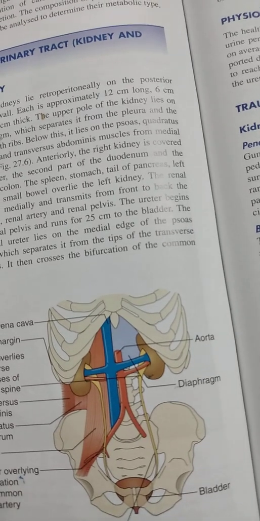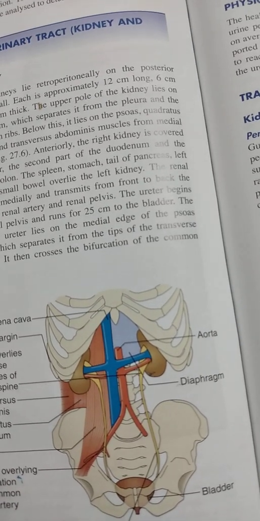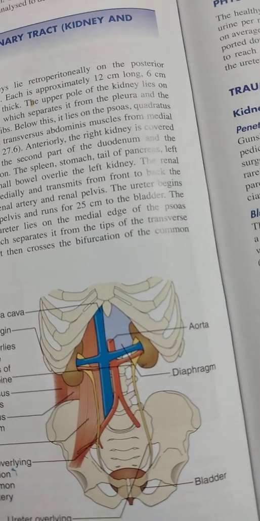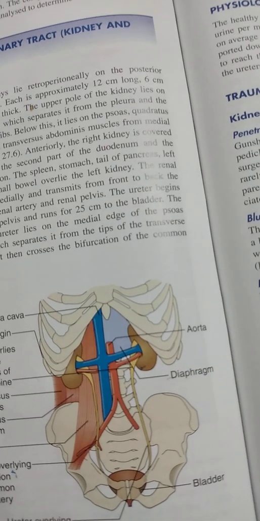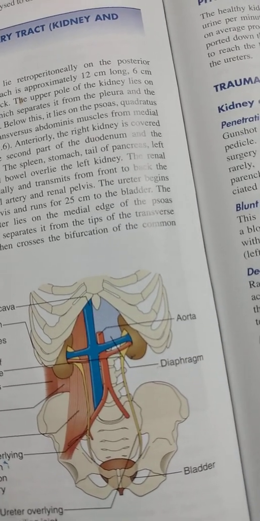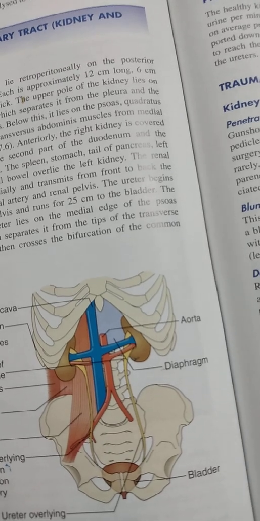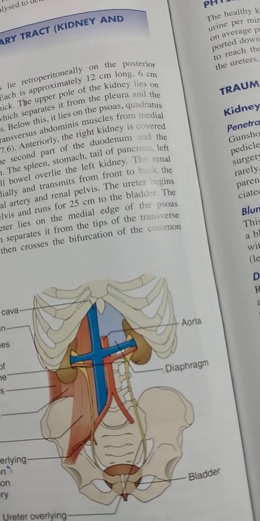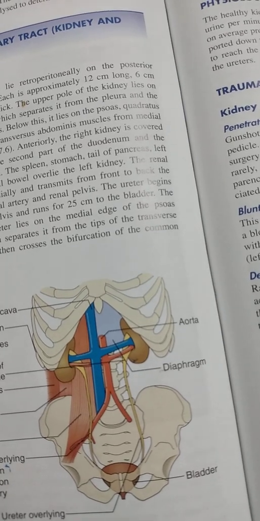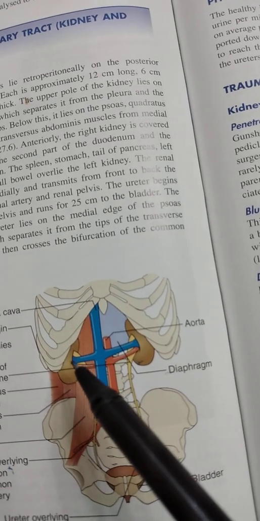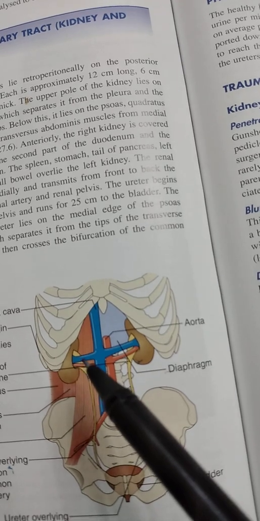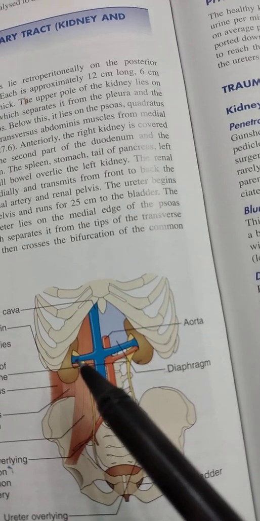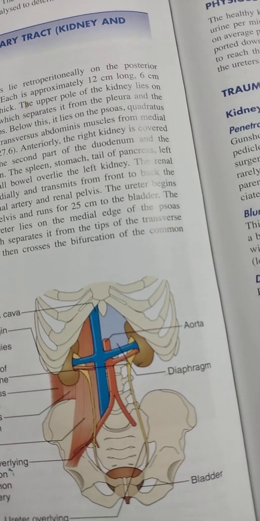So, whenever you want to operate upon a renal stone by open surgery, we have to approach posteriorly. It is not appropriate to approach the kidney or the stone in the pelvis, if any, from the anterior side, because you come across the renal vein and the artery.